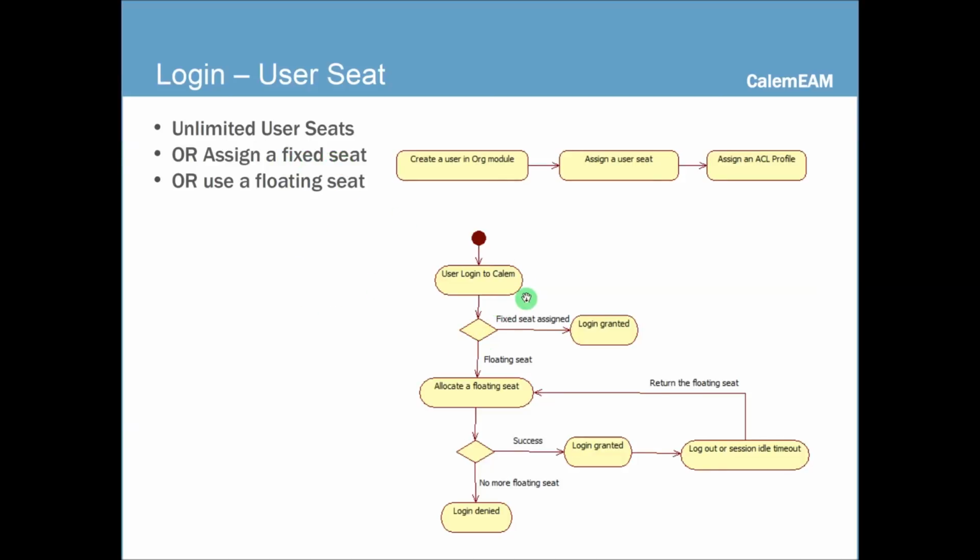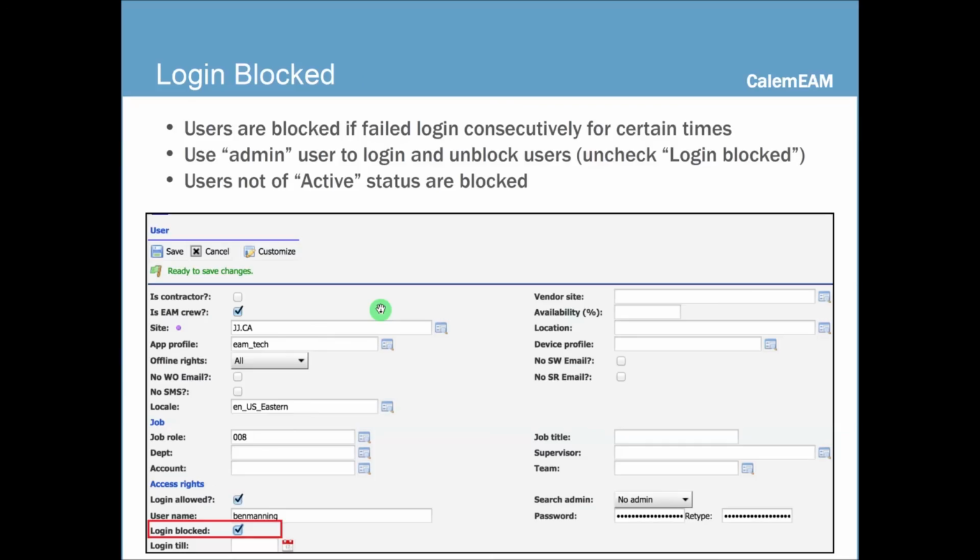So when a user logs in, Calem uses this logic to check user seat. If there's a fixed seat assigned, the user login is granted. If there are floating seats available, Calem tries to allocate a floating seat. If there's no floating seats available, the login is denied. Otherwise, the floating seat is allocated and the login is granted. And when the user logs out, the floating seat is returned for someone else to use.